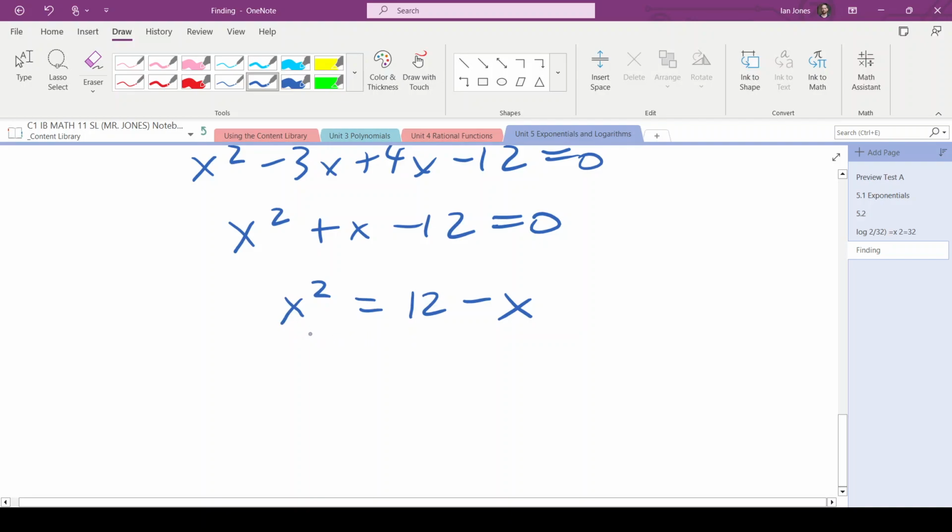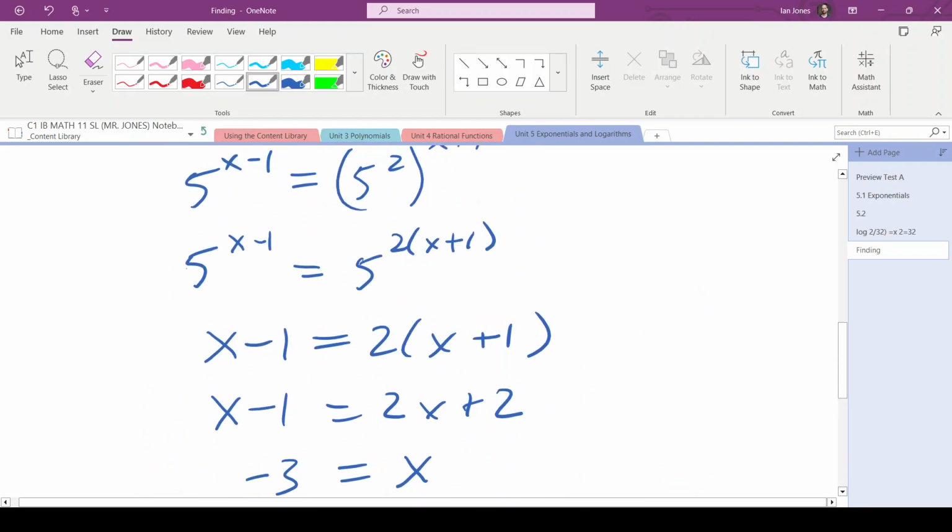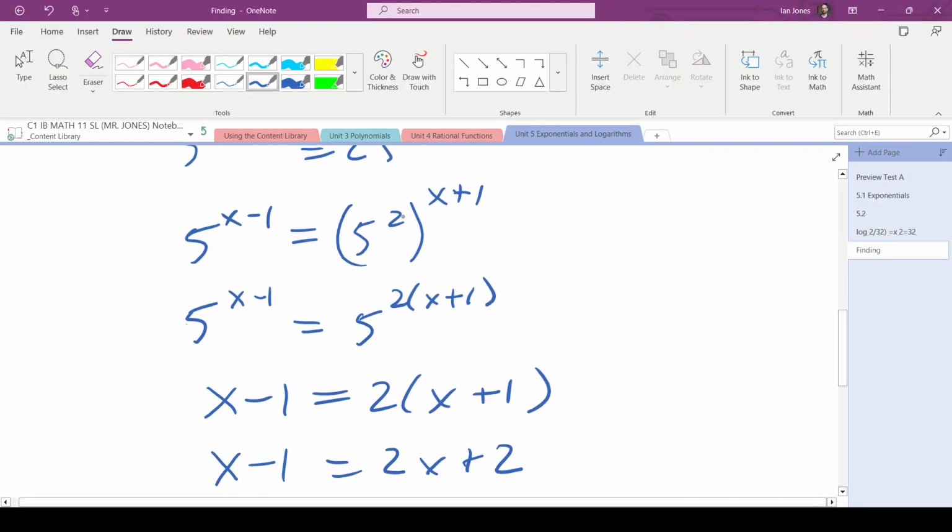So now I've got x squared equals 12 minus x. Now I want to turn this into an exponential. I can put any base I want, so let's work with a base of 2. 2 to the x squared equals 2 to the 12 minus x. This is good. Now I can see there's a difference between this one and the one before. The one before we had this 25, which then had the 2 applied to the x plus 1.